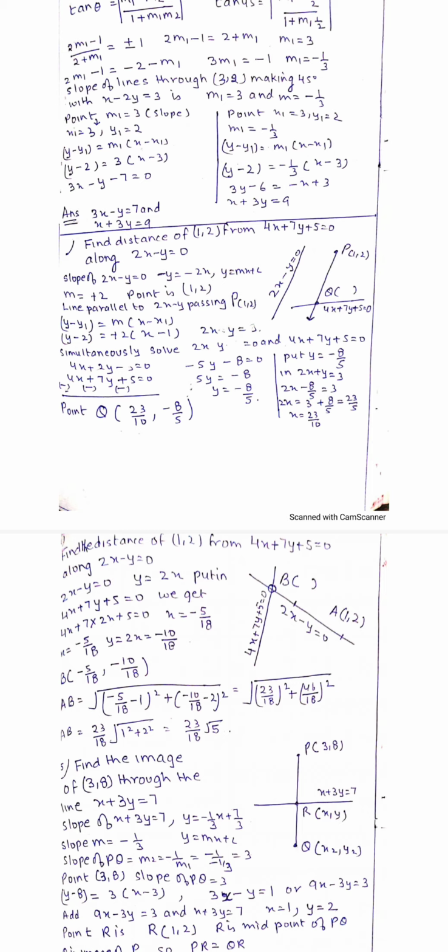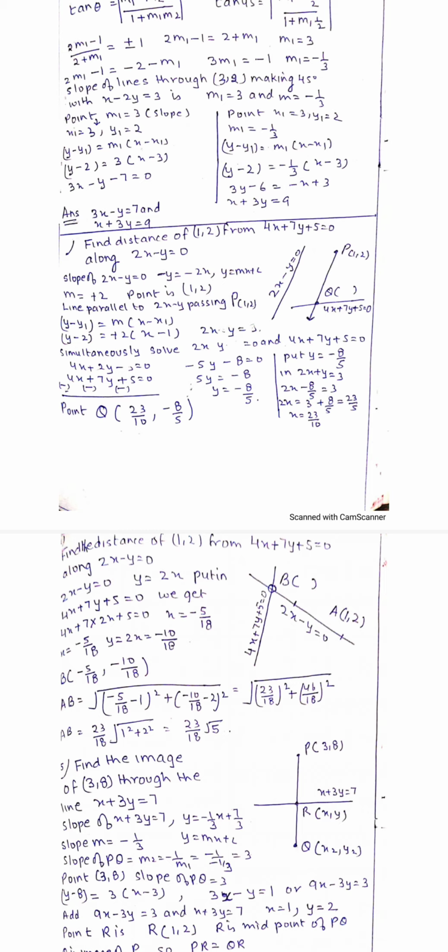The line parallel to 2x - y passing through (1, 2) is y - 2 = 2(x - 1), where the slope is 2 and the point is (1, 2). Now we solve it, and we get 2x - y = 3.